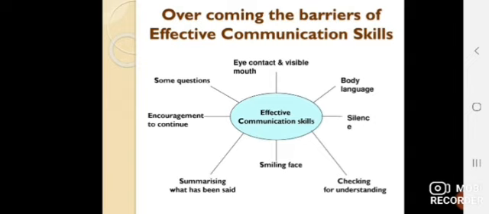Then comes body language. Your body language should be proper and appropriate. Your non-verbal communication should be very straight and straightforward. Through the use of non-verbal and verbal communication, you can effectively convey lots of information to the audience. Then comes silence.